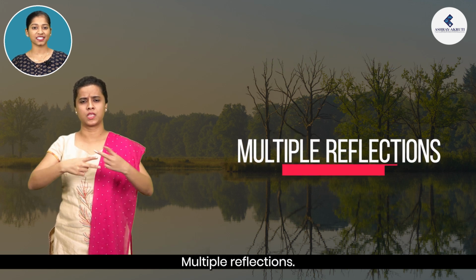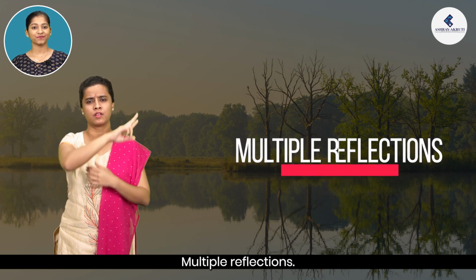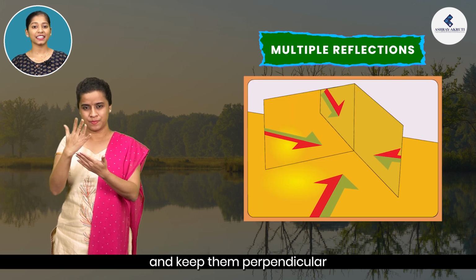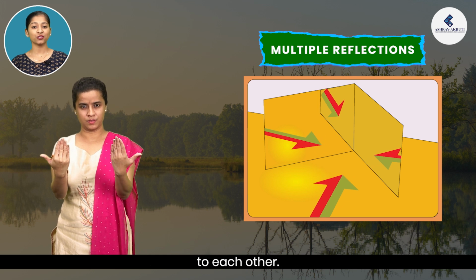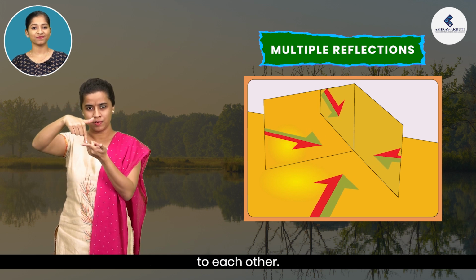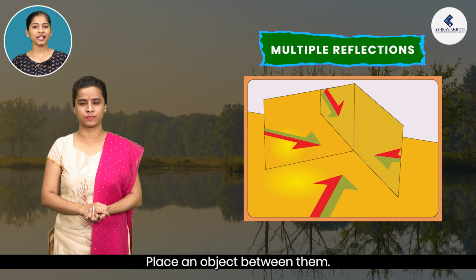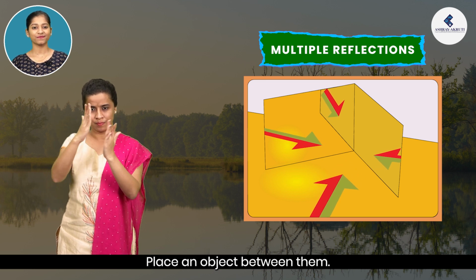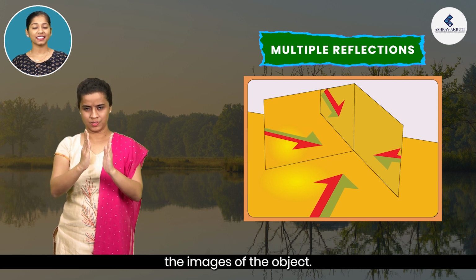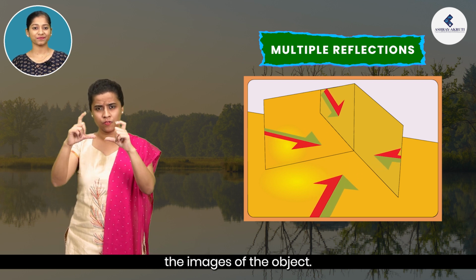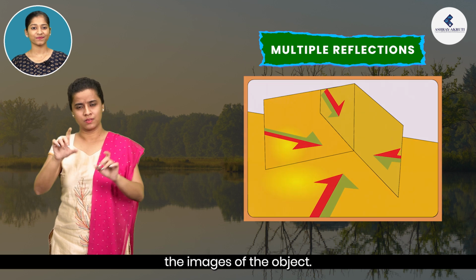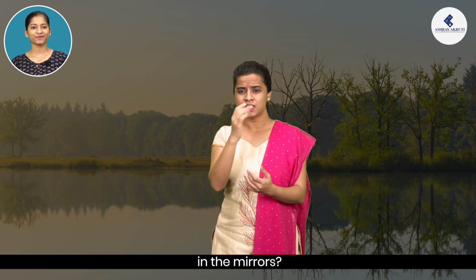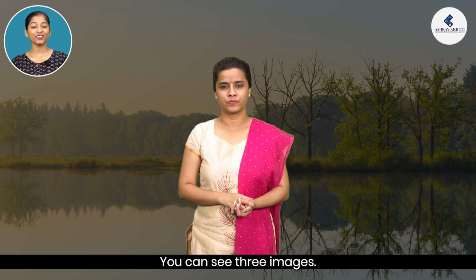Multiple reflections. Two plane mirrors are taken and kept perpendicular to each other. Place an object between them. You can see the images of the object. How many images do you see in the mirrors? You can see 3 images.